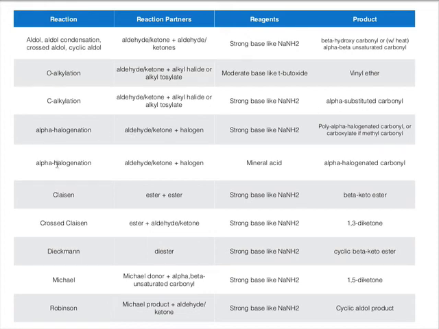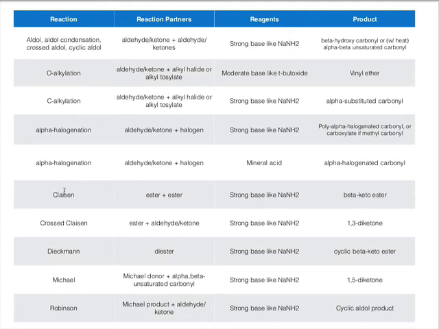We did alpha halogenation, in which we started with an aldehyde or a ketone and then reacted it with a halogen. We could do it under a strong base or a mineral acid. If we use a strong base, we get a polyalpha halogenated carbonyl, or the carboxylate if we started with a methyl carbonyl. Alpha halogenation in base, or then we called it the haloform reaction when we started with a methyl carbonyl and ended up with a carboxylate. If we use the mineral acid, we only end up with a mono alpha halogenated carbonyl. That was the end of the first part of this lecture series.